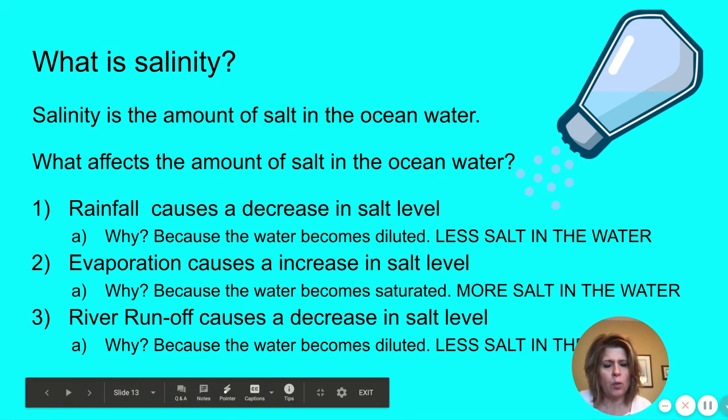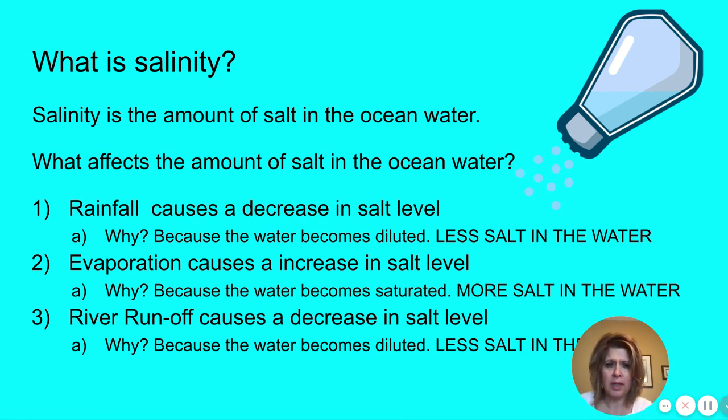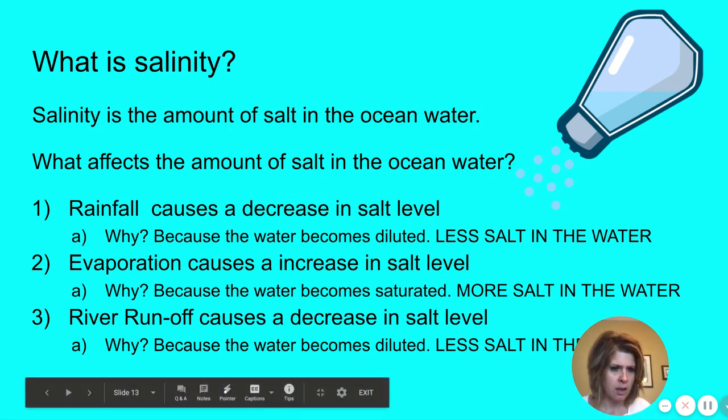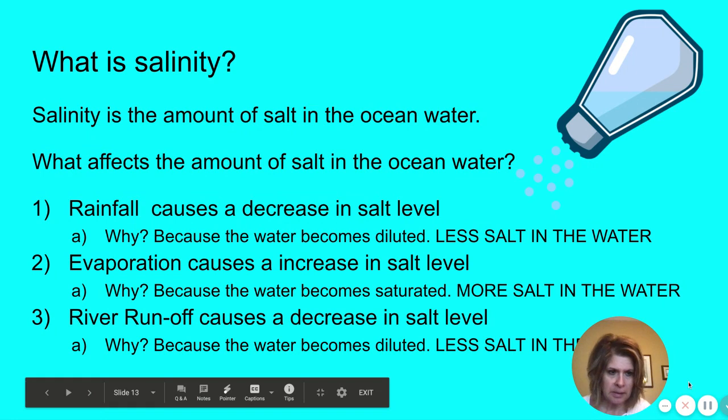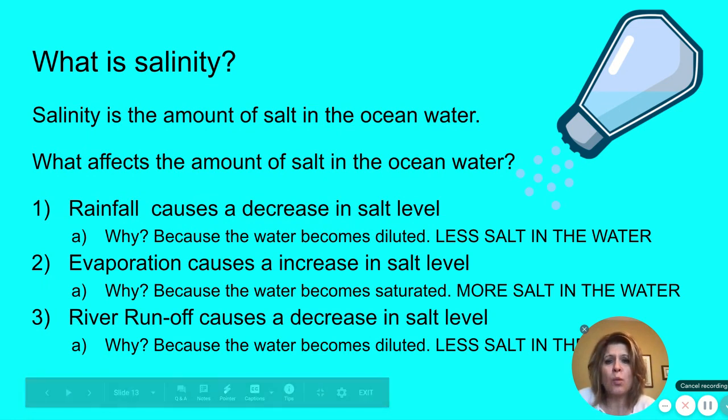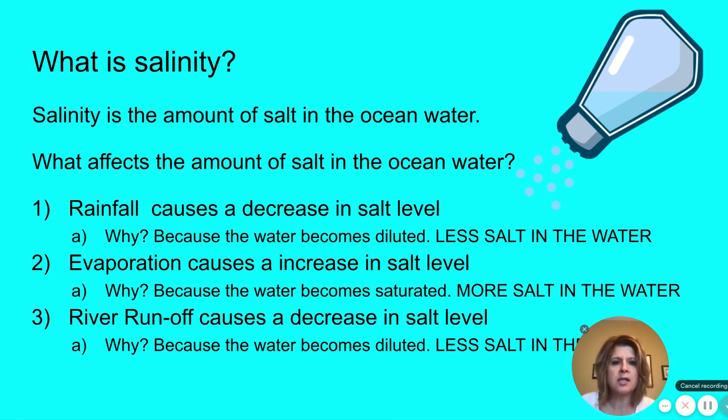What is salinity? We talked about it in the last lesson. Salinity is the amount of salt in the ocean. What affects the salinity or the salt in the ocean? Rainfall causes a decrease in salt level. All right, so rainfall causes a decrease in salt in the water. Why? Because the water becomes diluted, less salt in the water.